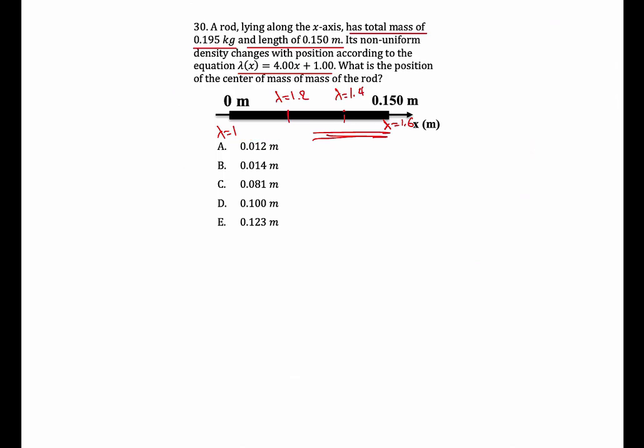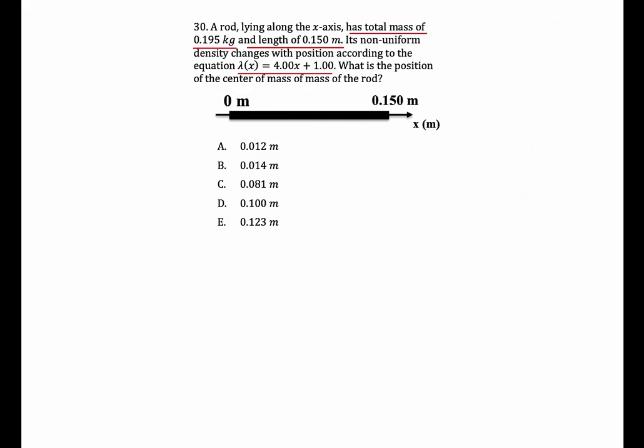So I don't know exactly where the center of mass is, but I suspect that it's going to be at a distance greater than 0.075. So maybe 0.081 or maybe 0.1 or maybe 0.123 meters, so on the right of the center of the object. However, in order to find the exact location of the center of mass, I need to do a little bit of calculus.